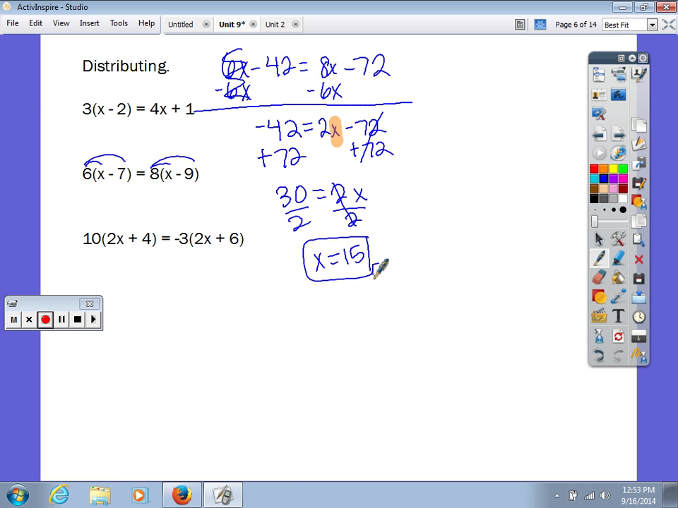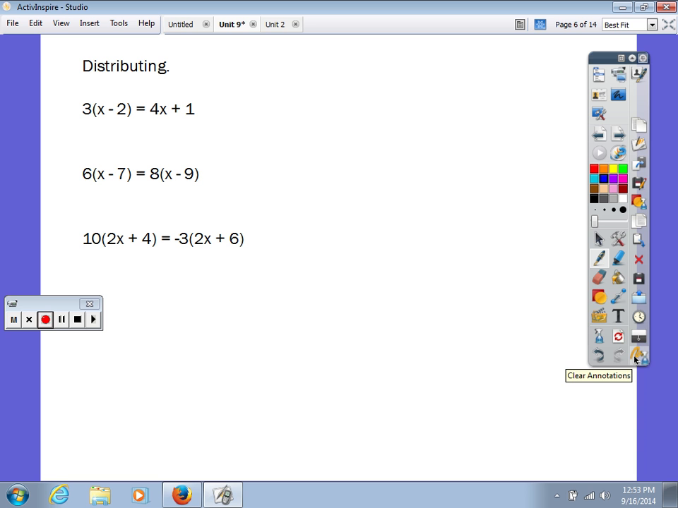Okay, ooh, went kind of crazy. Last problem. Once again, I have to distribute to both sides of my equation for this particular problem because there are two parentheses. So I'm going to have 20x plus 40 equals negative 6x, and negative 3 times positive 6 is a negative 18, or minus 18.